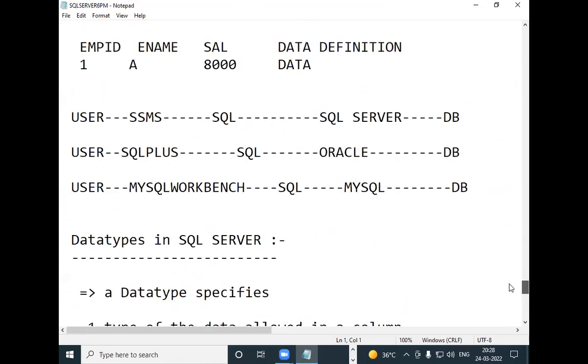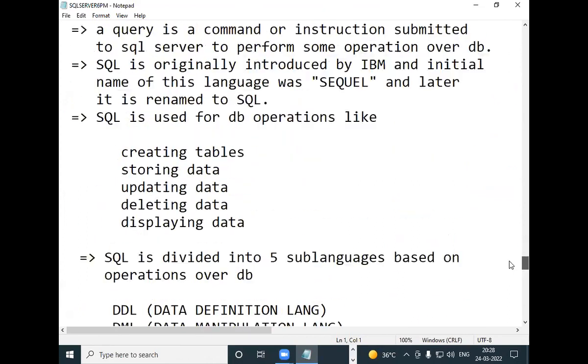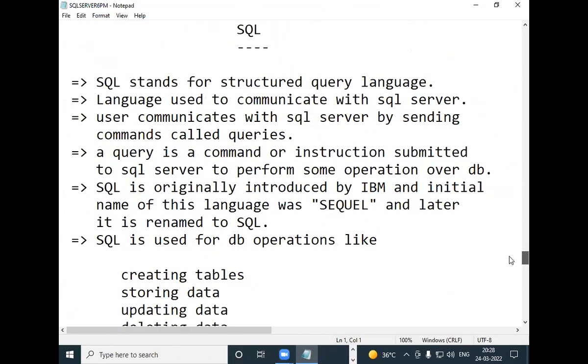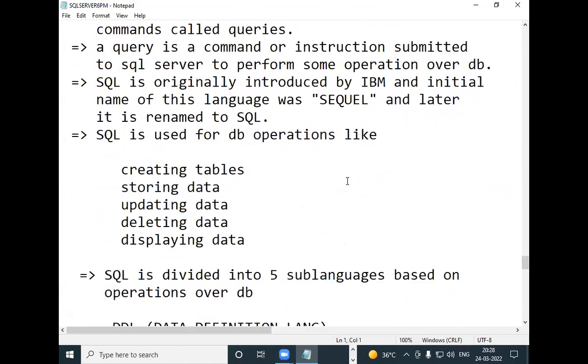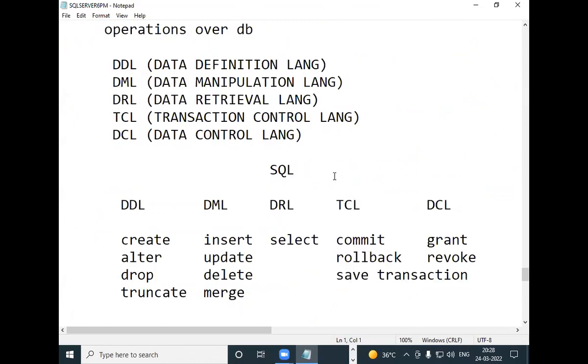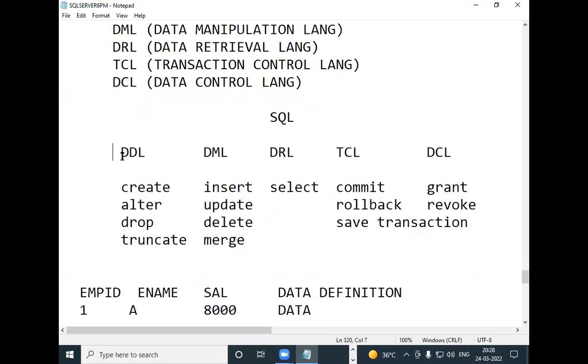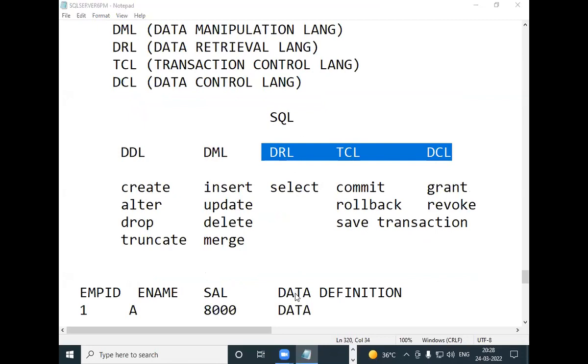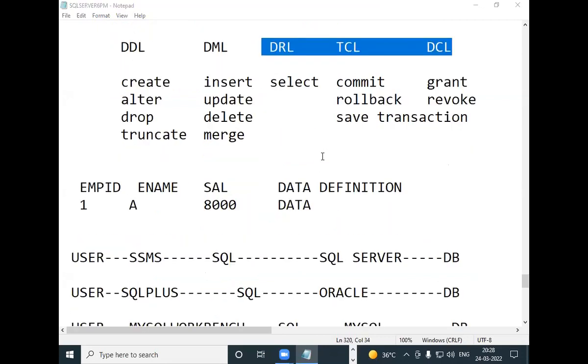So in last class we discussed SQL. What is SQL? What do we use SQL for? SQL is divided into 5 sublanguages. What are the sublanguages of SQL, and what commands come under each sublanguage? What are the commands of DDL, DML, DRL, TCL, DCL? This is what we discussed in the last class.